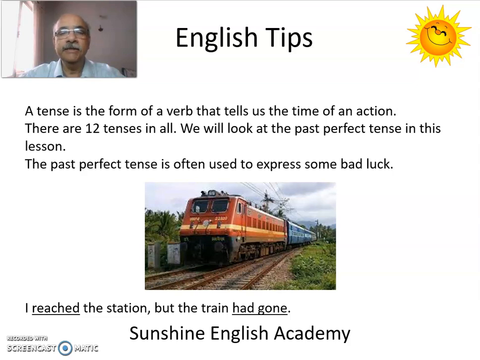So, in our example, there are two clauses: I reached the station and the train had gone, which are joined by the conjunction but. Now, it is possible to change the sides of the two clauses. We can bring the train had gone clause first, and then I reached the station. So we'll have to make the sentence like this: The train had gone when I reached the station. Both sentences will be correct.